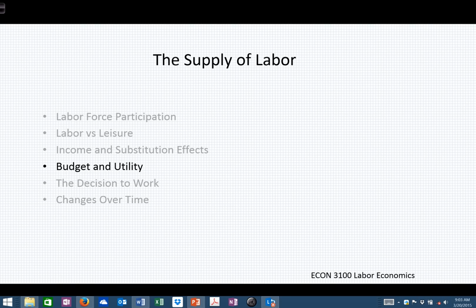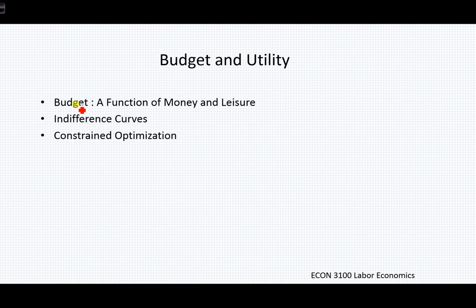So as we think about this, let's first look at budget as a function of money and leisure. And then we'll consider something referred to as an indifference curve. We'll talk about the nature or requirements of indifference curves. And then we'll look at constrained optimization, or something that we think of as a balance condition. That's a big term, constrained optimization, but it'll mean something here in a few minutes.